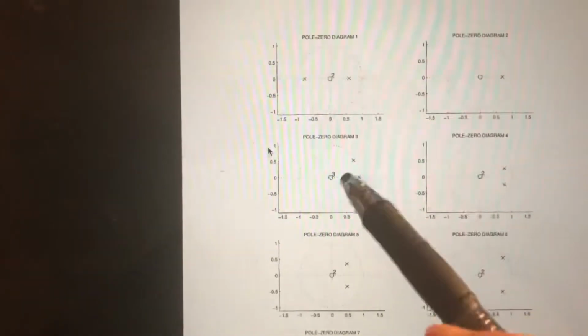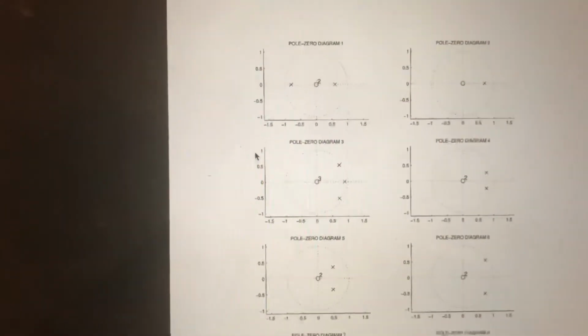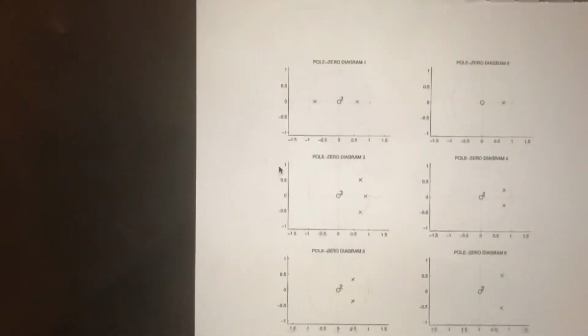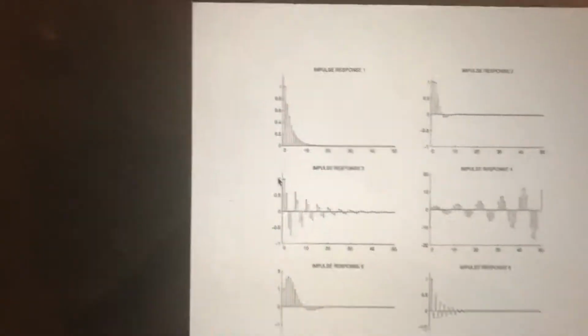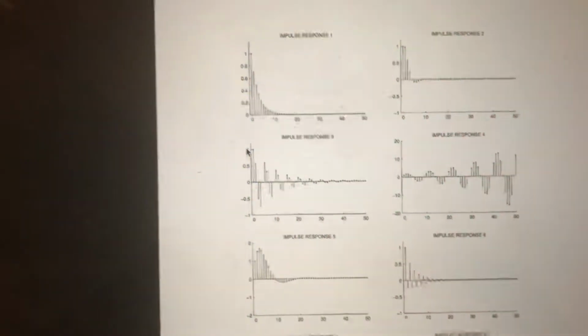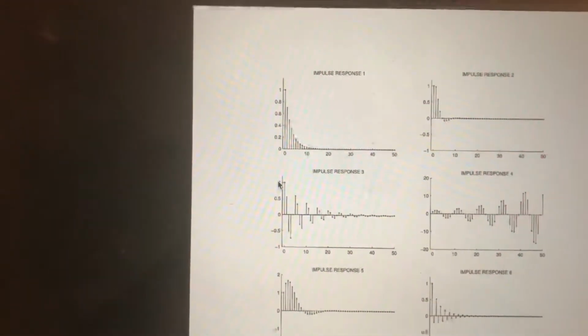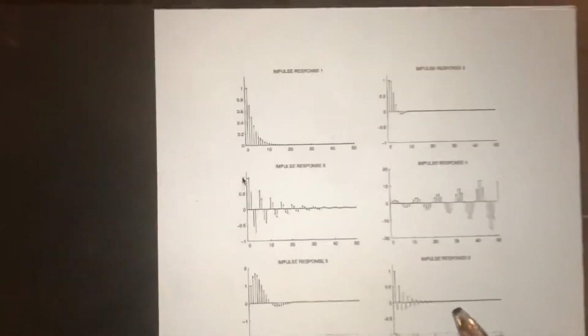And we can see that from pole zero diagram 2, its only point is on the positive side of the x-axis. So we have pole zero diagram 2 corresponds to impulse response 1, and pole zero diagram 1 corresponds to impulse response 6.